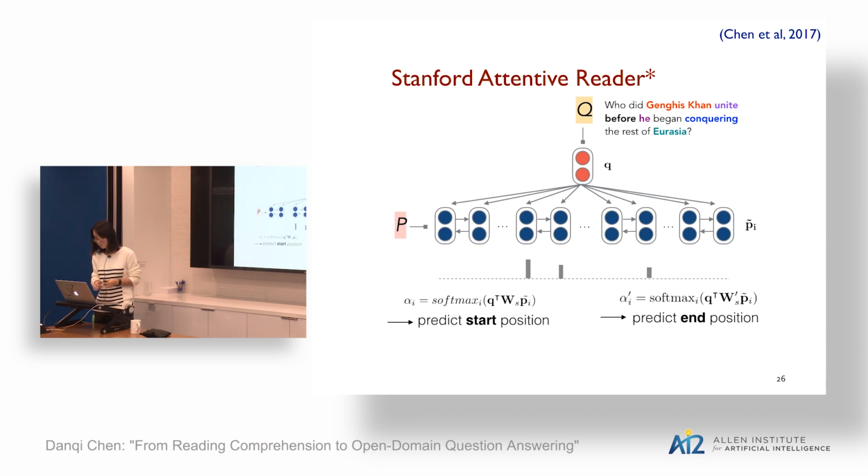And the next, because we are going to predict a span, we just copy this attention function and use another group of weights to predict the end position of the answer.